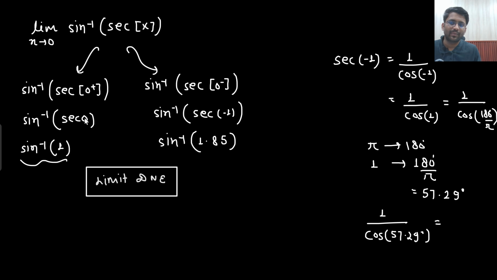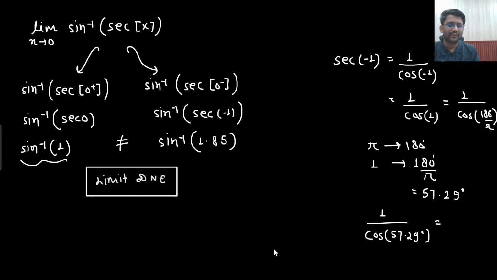0 plus I checked, this will be mapped to 0 only. 0 minus means a value lesser than 0, that means it will be mapped to minus 1. Can I get the value of sec of minus 1? Very easily, sir. So sec of minus 1 will be 1.85, here the value is 1. Both are not the same, that means the limit does not exist.